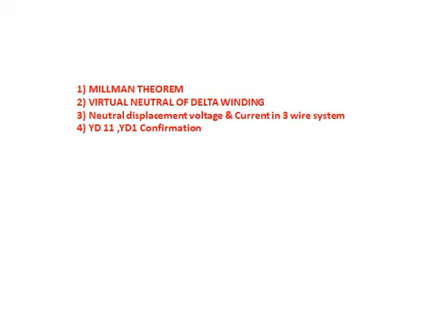From this video, we understand about Millman theorem, virtual neutral of delta winding, forming the virtual neutral of the delta winding, neutral displacement voltage and current in a three-wire system due to neutral displacement voltage, and YD1, YD11 confirmations.